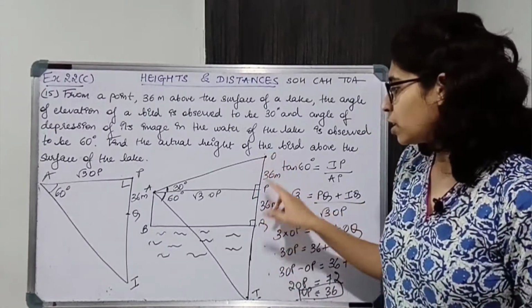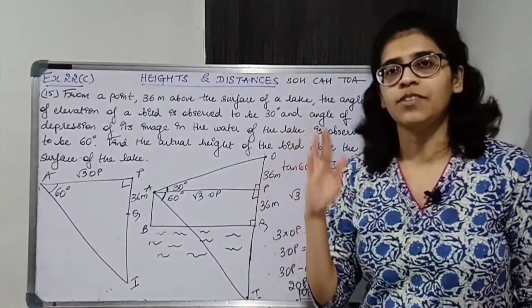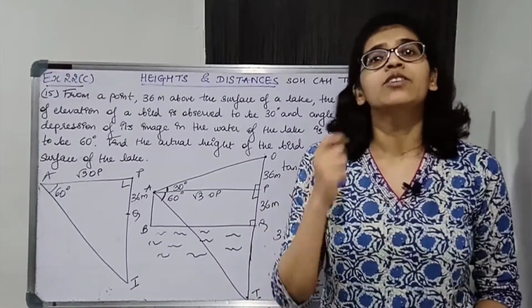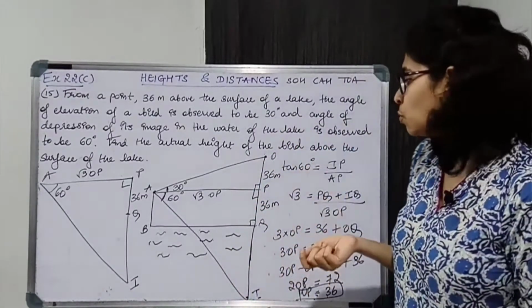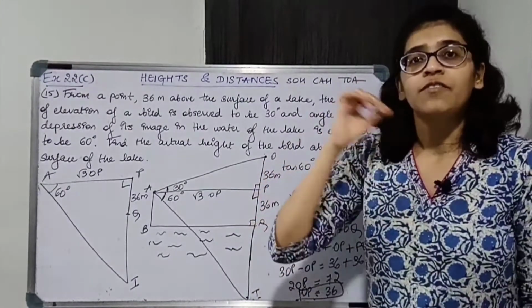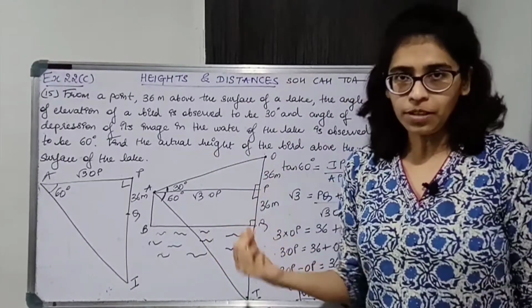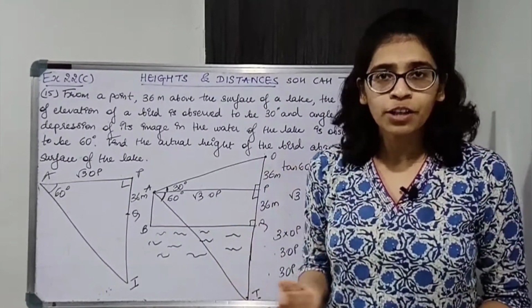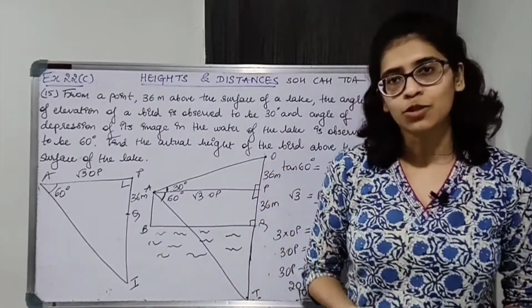So OQ kya ho jayega? 36 plus 36, which is 72. So I hope this part is clear to you. Object distance is equal to image distance. This is a very important part of the question. So now let us write down proper statements and proceed with the solution.